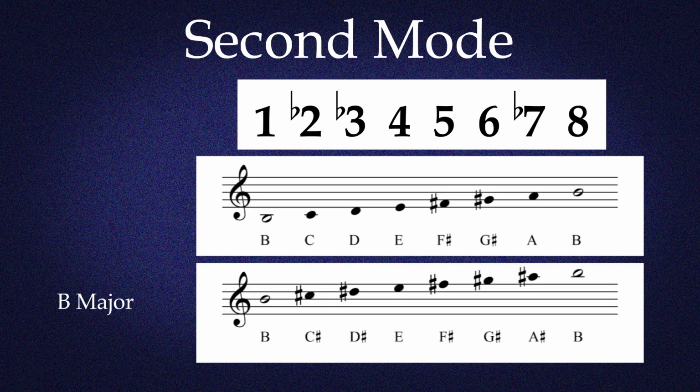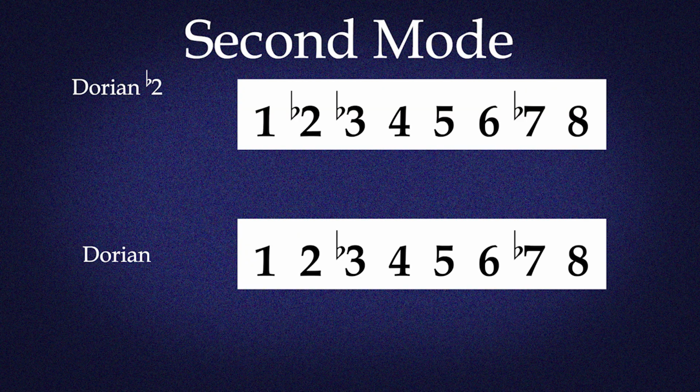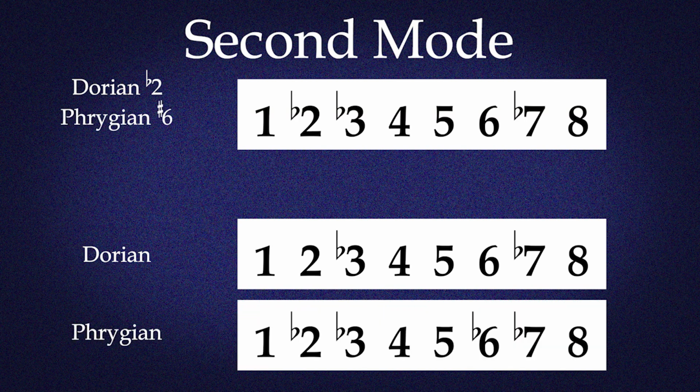Its formula is 1, flat 2, flat 3, 4, 5, 6, flat 7, 8. It is often called Dorian flat 2 or sometimes Phrygian sharp 6. It is also sometimes called the Assyrian scale because it is often found in Assyrian folk music.